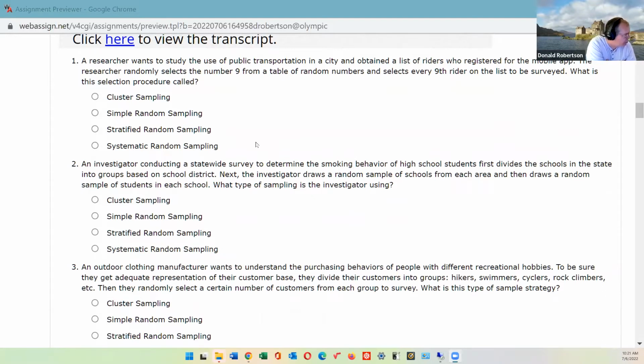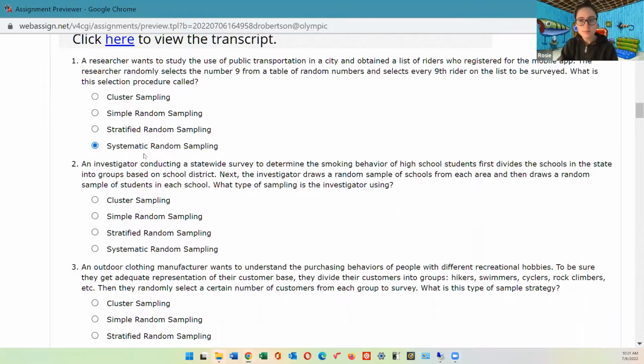So number one, a researcher wants to study the use of public transportation in a city and obtained a list of riders who registered for a mobile app. The researcher randomly selects the number 9 from a table of random numbers, and then they choose every 9th rider. Right, so you imagine they've got a big list in alphabetical order, and they picked number 9, number 18, number 27. From that description, which of these 4 are we talking about? Is it the systematic random sampling? You see, it's got the features that make it systematic. You picked a guy and then you picked every 9th guy.